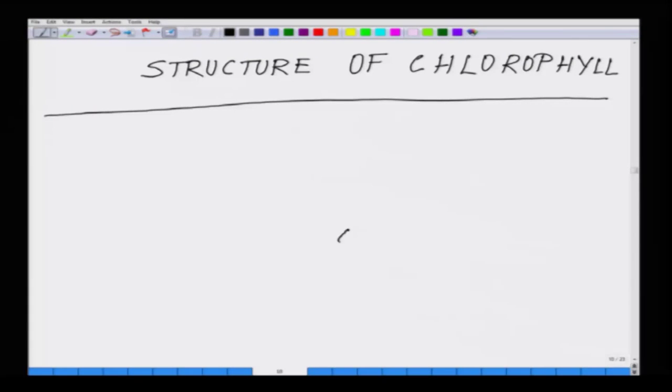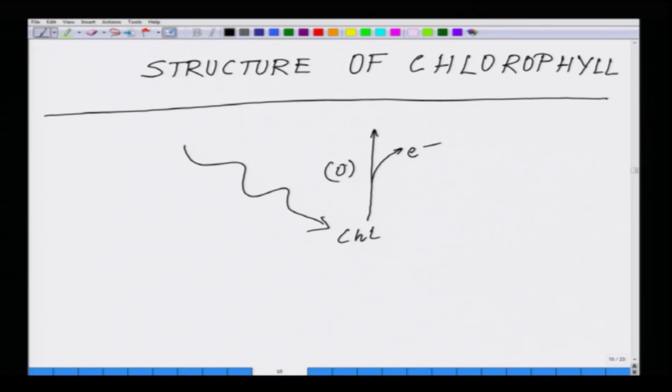Say for example, this is one chlorophyll molecule, CHL. Now the light falls on it. As soon as the light falls, it ejects an electron. Once it ejects an electron, this is an oxidation reaction. Then, as I told you, the electron travels through a cascade and does its job. Don't worry about it, but how do we bring this chlorophyll back to its ground state?